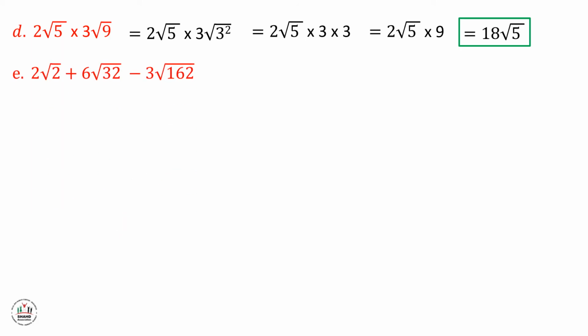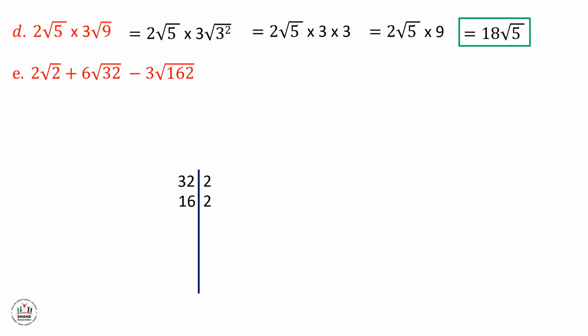2√2 + 6√32 − 3√162. First, we should simplify each one alone. So 2√2, we can't simplify it because 2 is already a prime number. Let's try to simplify 6√32. First, let's do prime factorization of 32.